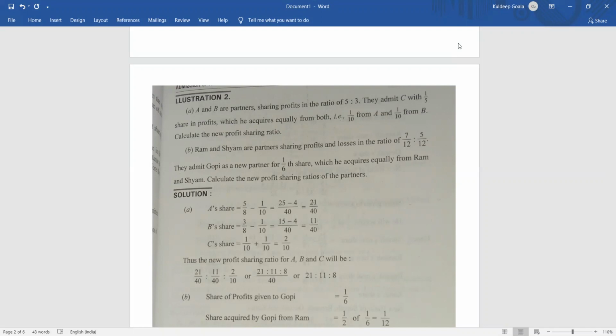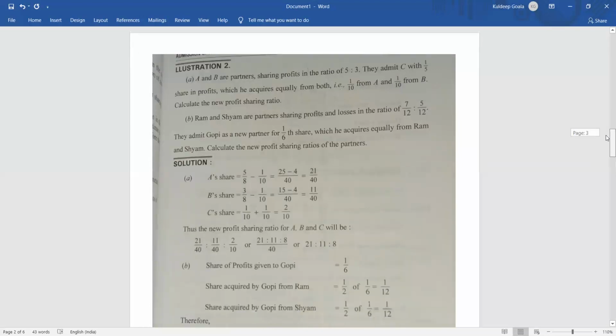Now, in this particular situation, the old ratio was 5:3. C is coming in with a 1/5 share, going to take 1/5 share from the business. That 1/5 share he is going to take from A and B, in which ratio? 1 by 10 and 1 by 10, so you can say it's equal. Because 1 by 10 plus 1 by 10 will be 2 by 10, which cancels to 1 by 5.